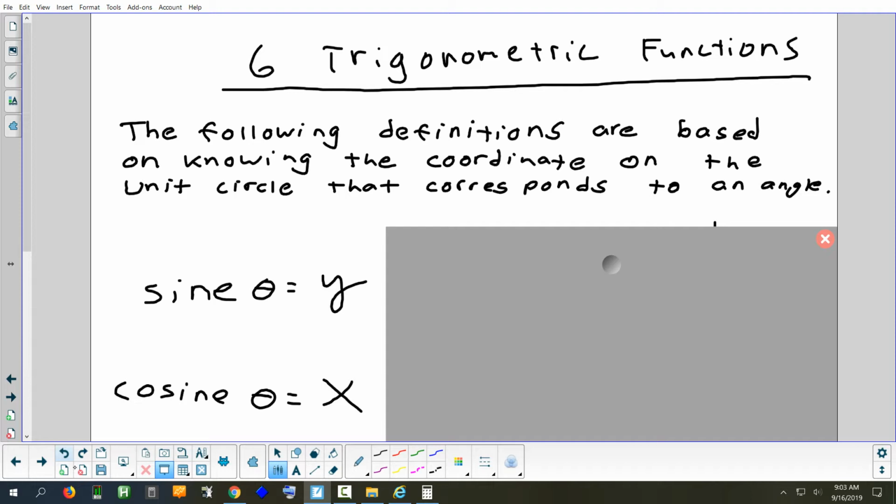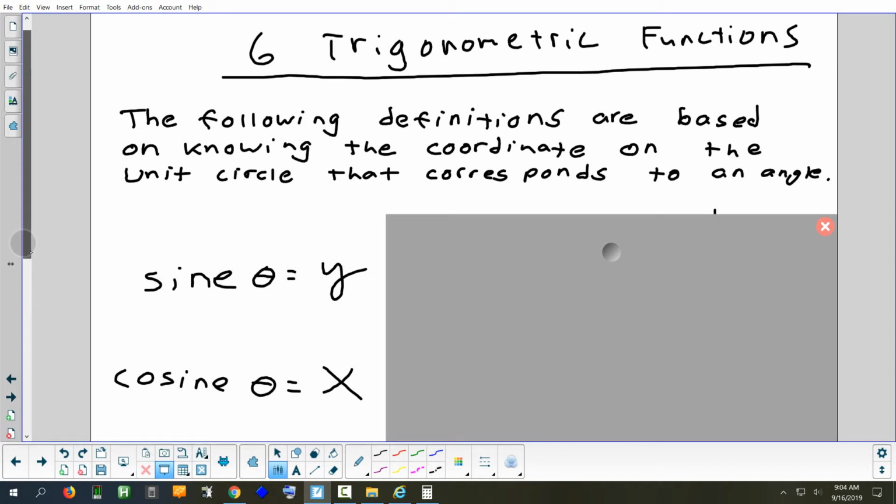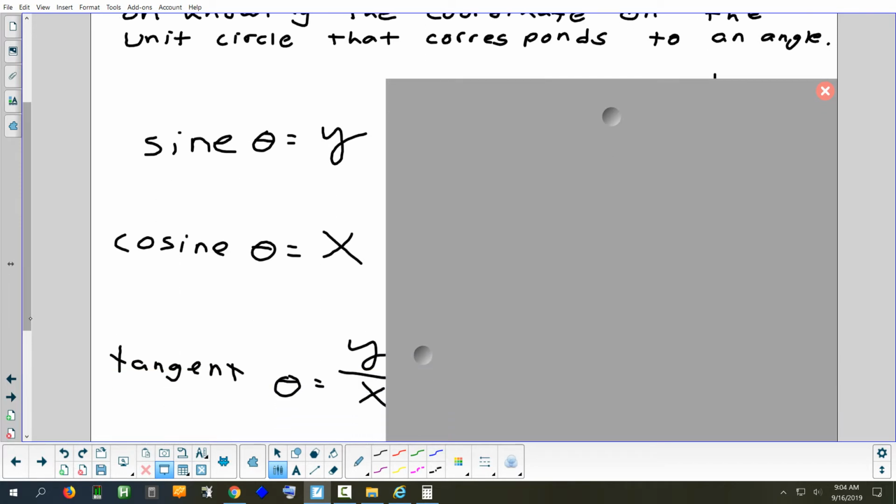Sine and cosine are the easiest two because all they do is use the coordinate. You don't have to do any arithmetic. One's the y, one's the x. To find the tangent, you need both the y and the x, and you divide them. So if you've done opposite, adjacent, opposite over hypotenuse, stuff like that, this is the same thing.